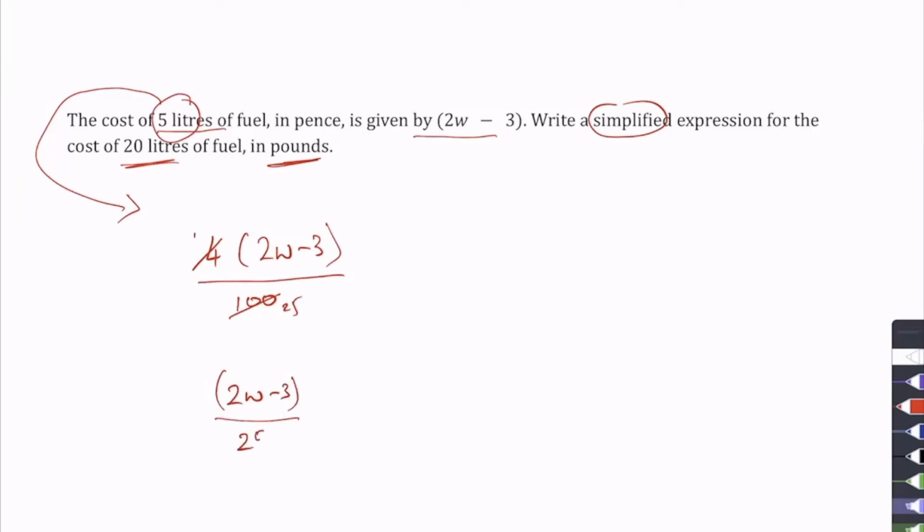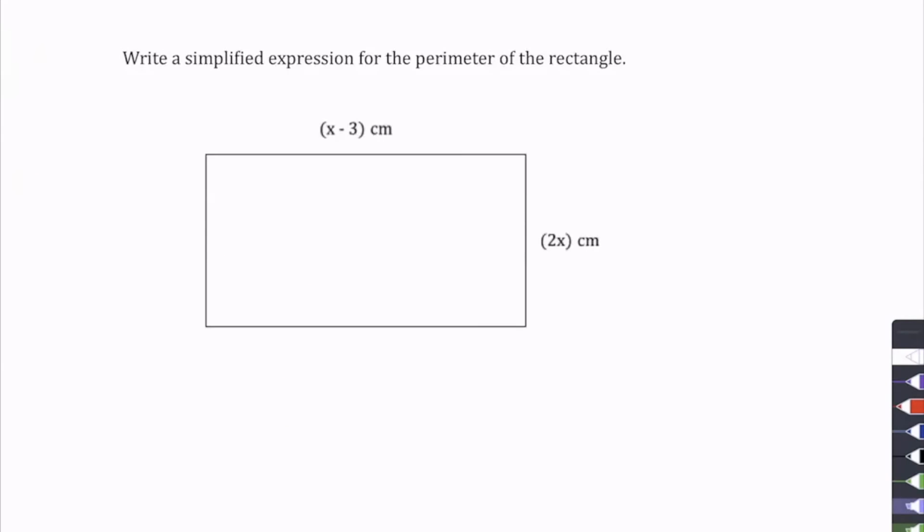We have a rectangle here, and we need to write the simplified expression for the perimeter of the rectangle. Well, we know what the perimeter is. It's the outside edge. It's almost like building a fence around a field. So in this case, we know that the second side here is also x minus 3 centimeters, and the other side is also 2x centimeters.